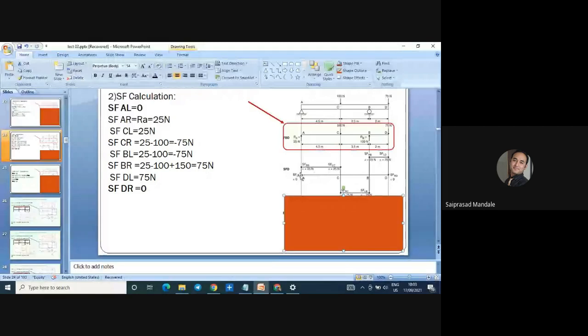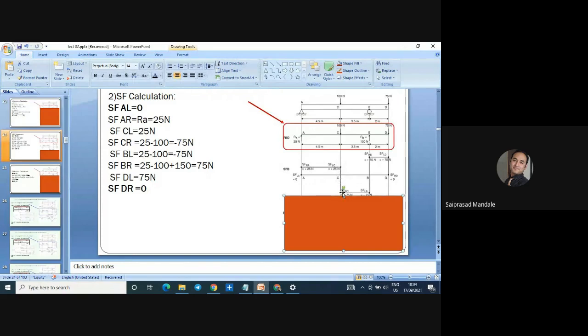From above this line, it is positive. From below this line, it is negative. So left to the A is 0. Right to the A, on the point A, that is 25. Then left to the C is again 25. Then right to the C is minus 75. So it is going downward.